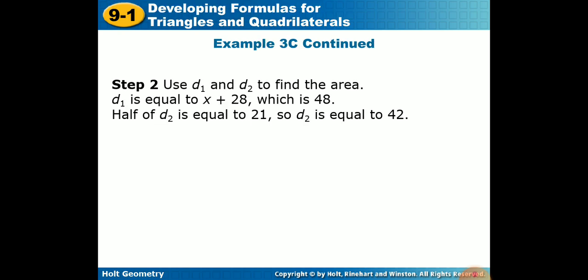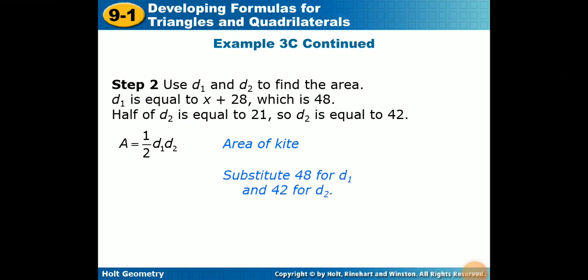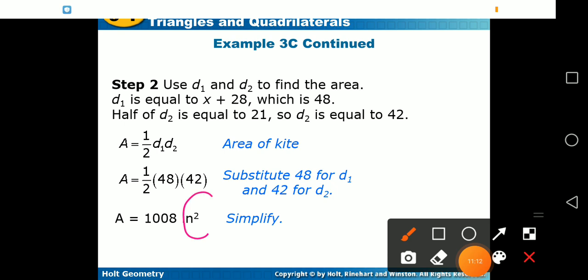Dear students, before finishing, remember to use D1 and D2 to find the area now. So you got x plus 28, where x is 20, so D1 is 48, and half of D2 is equal to 21, so D2 is equal to 42. Okay, guys, the area: remember, he asks me about the area. Don't forget to write the area formula and then substitute 48 for D1 and 42 for D2, and solve for the area. Easy, I think. And remember the area is in squared units, inches squared.